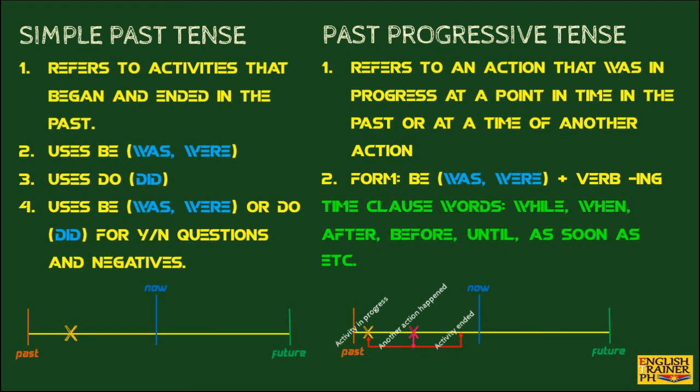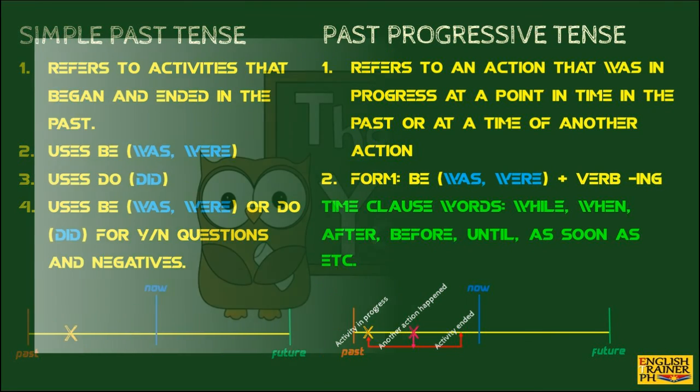For the past progressive tense, it refers to an action that was in progress at a point in time in the past or at a time of another action, because we have action 1 and then we have action 2. The form will be the past form of be, which is was or were, and then we're going to put a verb in its ing form. So time clause words would be something like while, when, after, before, until, and as soon as, and others.